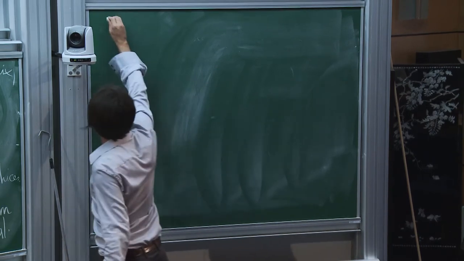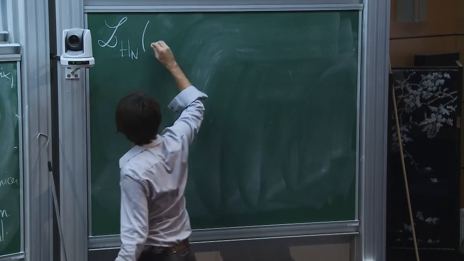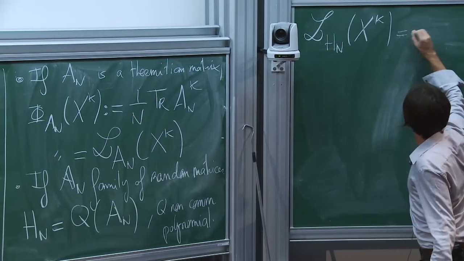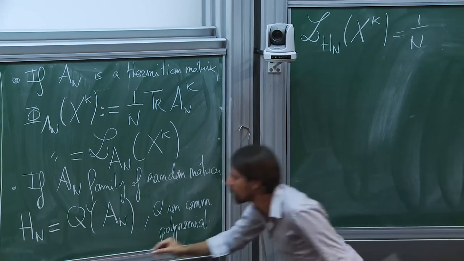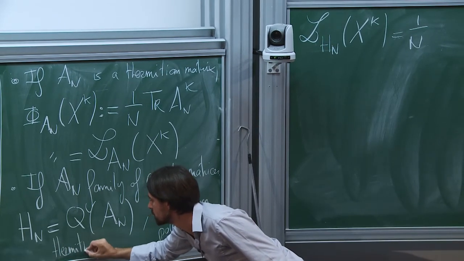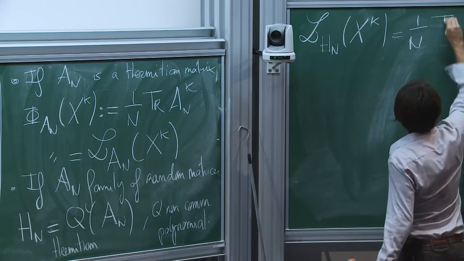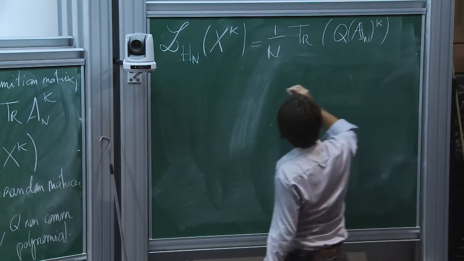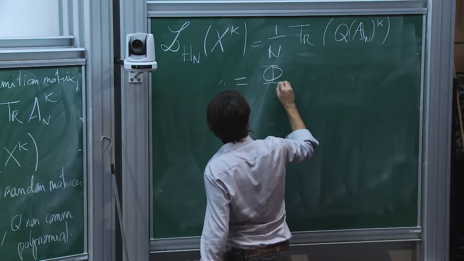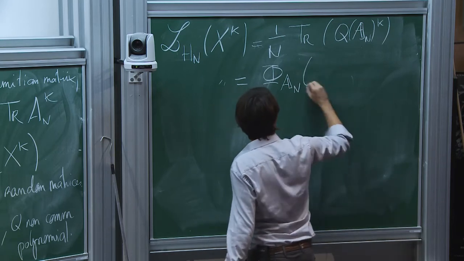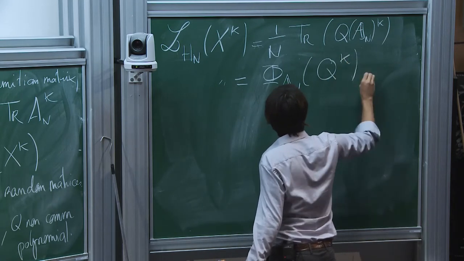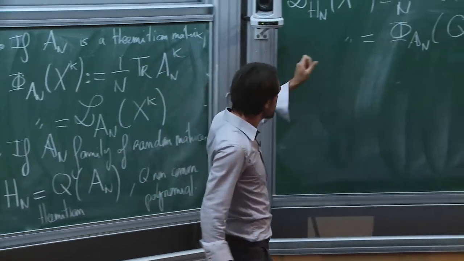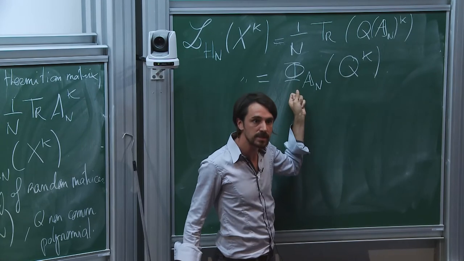Since if I want to understand the k-th moment of the empirical eigenvalue distribution of Hn, so by definition, let's say that it is Hermitian, or real symmetric. So this is 1 over n, the trace of q of An to the power k, and this is the non-commutative distribution of the family of matrices An applied to the polynomial q to the k. And so the strategy, if you want to study that guy, is to develop a theory to understand the limiting non-commutative distribution of several matrices.